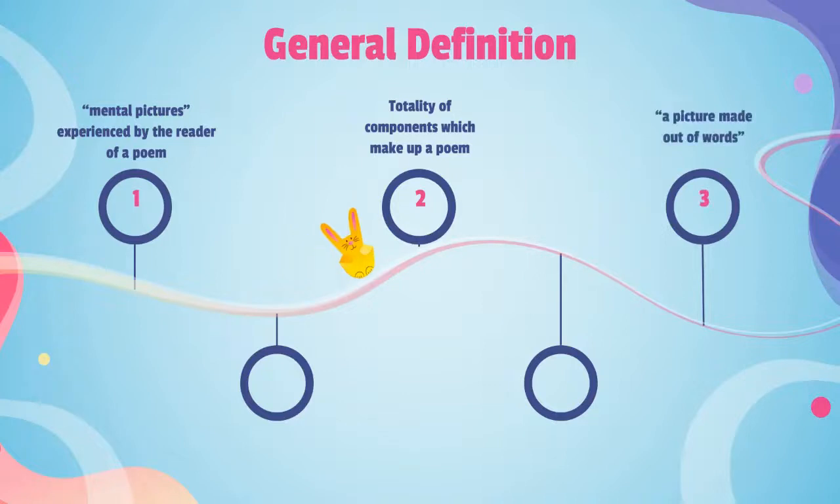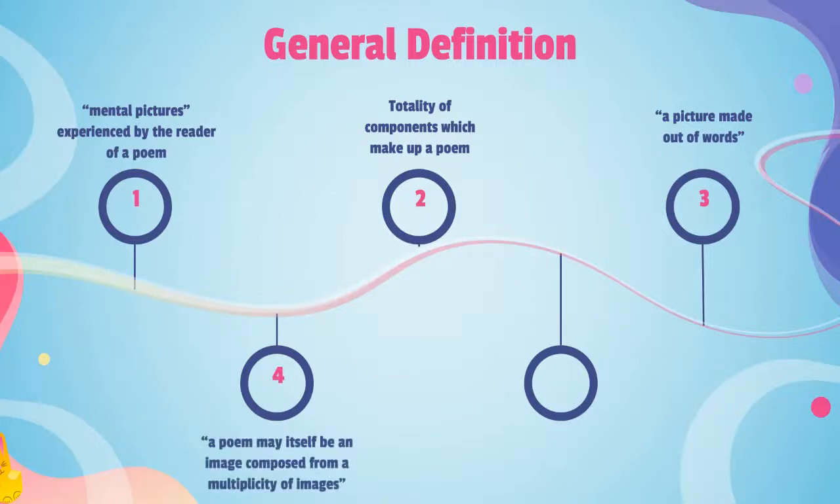And a picture made out of words, this one combines the two others, a picture meant to picture, most probably is meant here. And a poem may itself be an image composed from a multiplicity of images. So a poem like this one, She Walks in Beauty, which we just read, is composed of a multiplicity of images. And this holistic image, which is composed out of different images, is how imagery is defined.